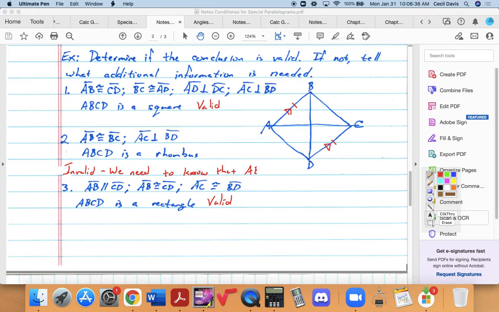So always first look to see, do I even know for sure that this is a parallelogram? If not, the answer is that it's not valid. Then look for the extra stuff. All right, page 3.